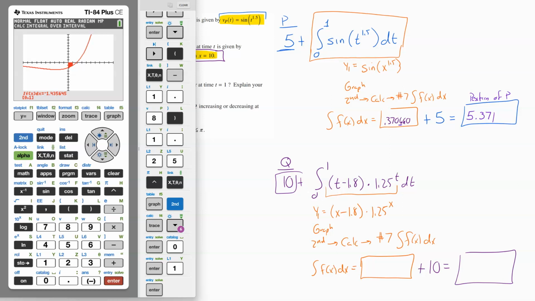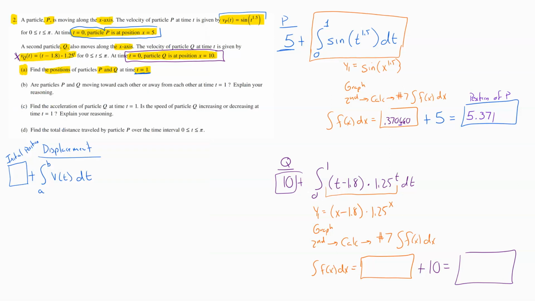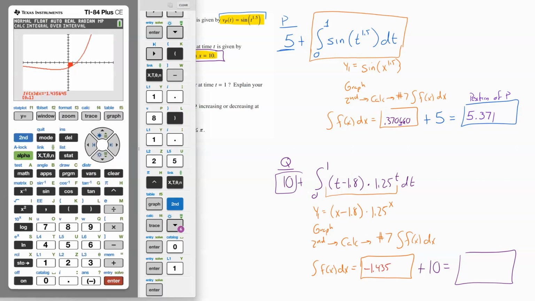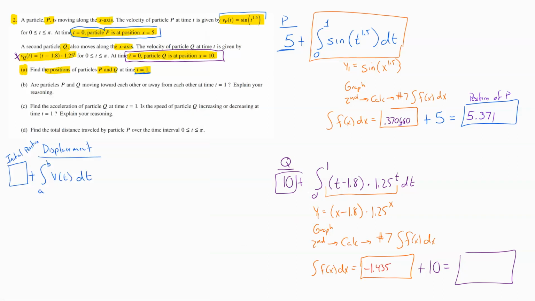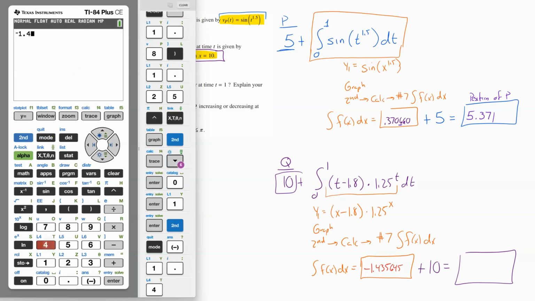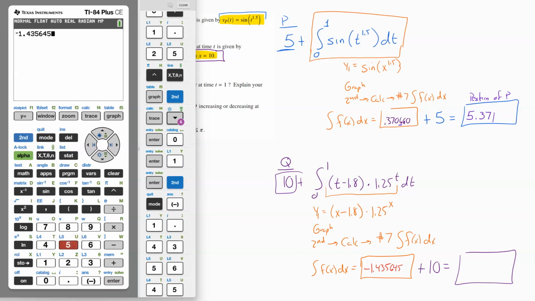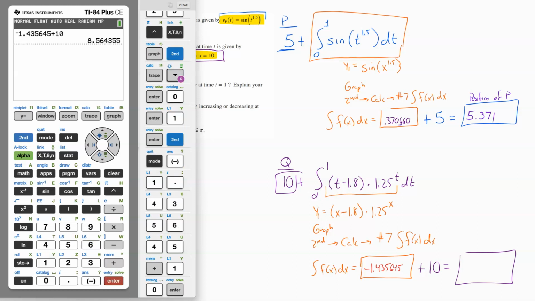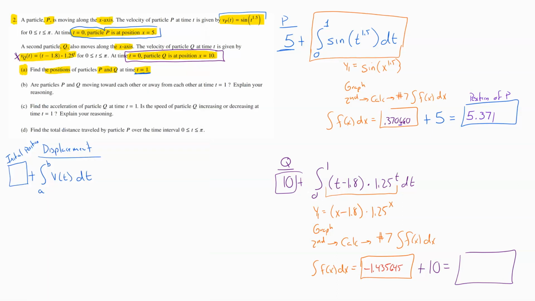So negative 1.435645. And now we're just going to add that to 10. So go back to the normal screen and you would say negative 1.435645, add 10 to that. And then for your final answer, go ahead and put that to 3 decimal places. So the position of Q now would be 8.564. So it actually moved backwards from where it started from, but that would be the position of Q.